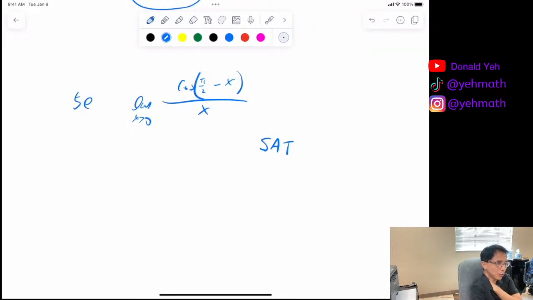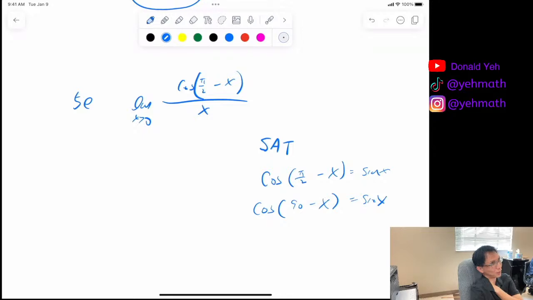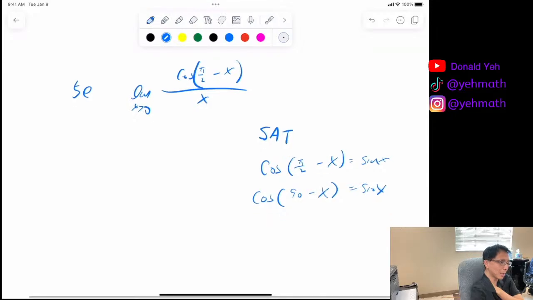This is called the co-function identity. Cosine of pi over 2 minus x is equal to sine of x. Or they can say cosine of 90 degrees minus x equals sine of x. What I mean by that is the sine graph and cosine graph are shifted by pi over 2 in different directions. Shift pi over 2 to the left. So what does that mean on the SAT?